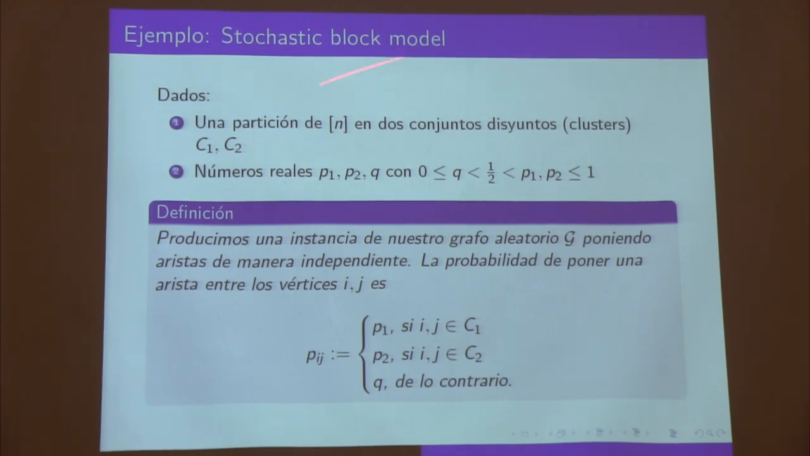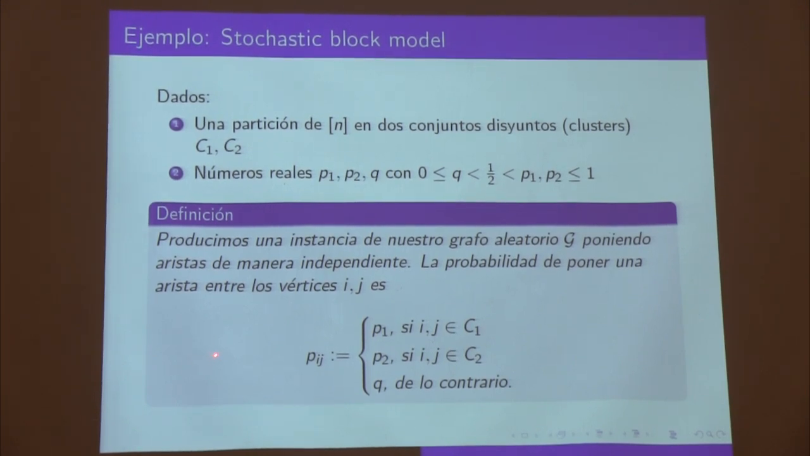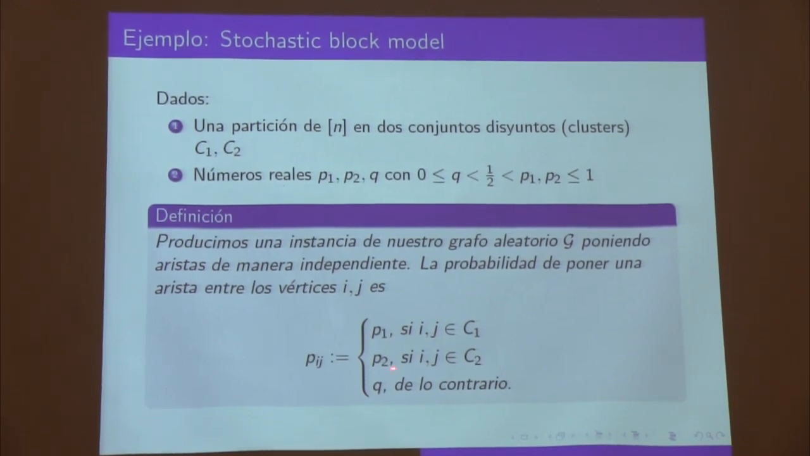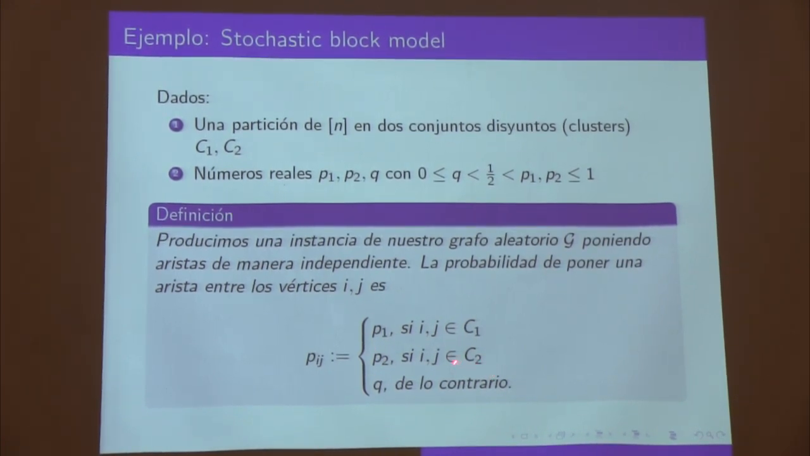And then with this information, I can create my random graph through the following procedure. I will produce an instance of the graph, putting edges in an independent manner, where the probability of connecting vertices i and j is given by this formula. So I will use probability P1 if i and j both belong to the first cluster. I'll use probability P2 if i and j both belong to the second cluster, and edges that connect one cluster to the other will be put in with probability Q. And I just do this independently across all edges.